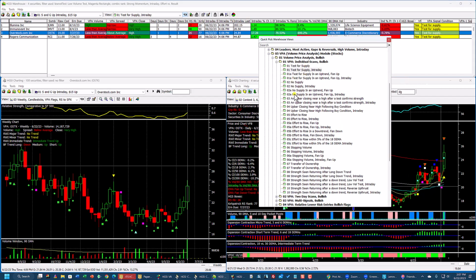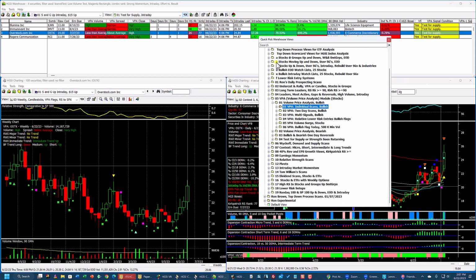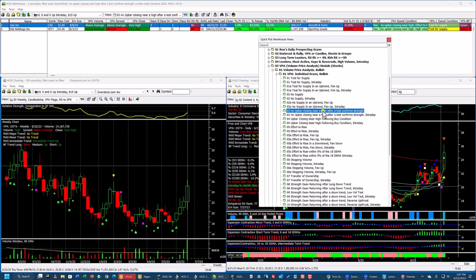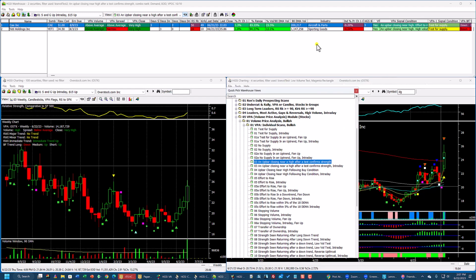Now, Paul says J flag. Well, let's go under the up bar closing near a high after a test that confirms strength. This is what is referred to as a J flag because an HGSI user named Jay said, I'm picking up a lot of winning stocks using this combination.